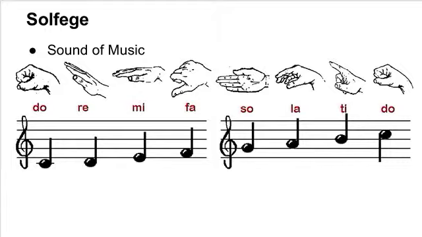In solfege, you can think of the notes. This is not lettered notes, but this is the degree in the scale. So the first note in the scale is do. The second note in the scale is re. The third is mi, the fourth is fa, the fifth is sol, the sixth is la, the seventh is ti, and the eighth is do.